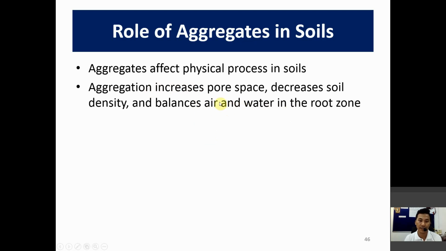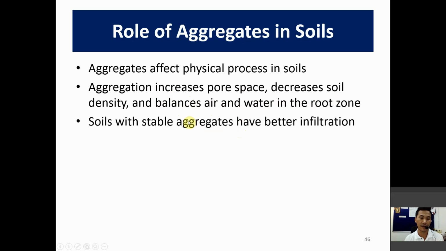Especially oxygen. If you have no aggregation at all, the particles probably stick to each other and have no pore space at all. So air cannot flow into the soil, and eventually plant roots will be lacking oxygen, and that will suppress the growth and of course the yields of the plant itself.